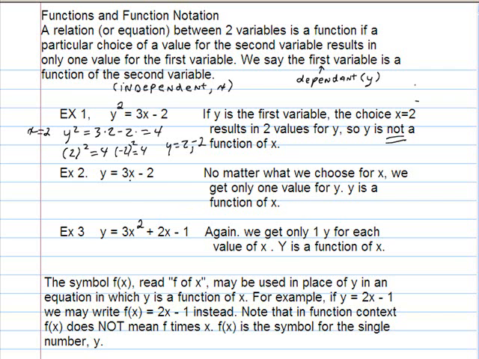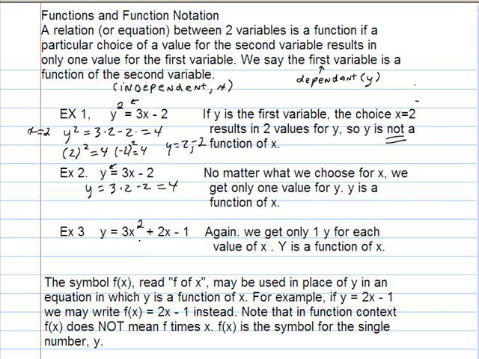Now contrast that with the second equation, or the equation of example 2. In this case, the y is not squared. If I plug in x equals 2, I get y equals 3 times 2 minus 2, which is 4. So a choice of a value of x here produces exactly one value of y. So we would say here y is a function of x. Big difference between example 1 and example 2. When y was squared, y was not a function of x. When y was not squared, it is a function of x.